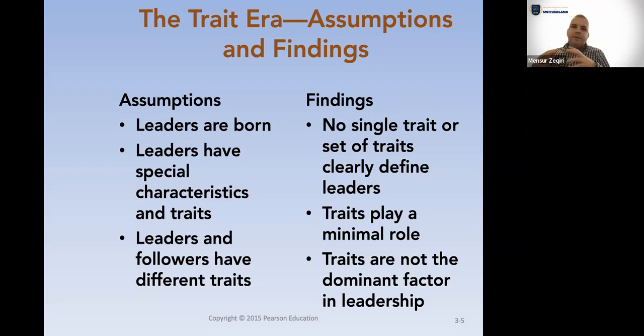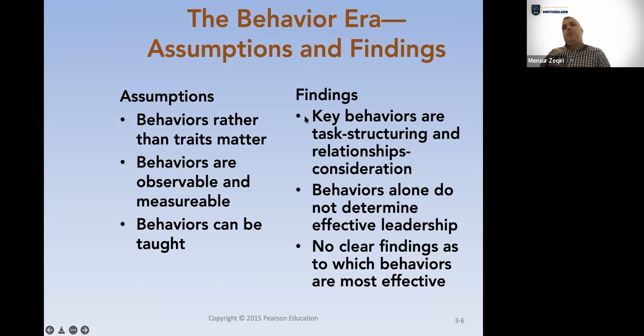And also findings found that traits play a minimal role in being successful leaders. And also findings show that traits are not the dominant factor in leadership. So in a way, the findings did not support some of the main assumptions of this trait era of leadership. And then we moved to the next era, which was mid-1940s to early 1970s.